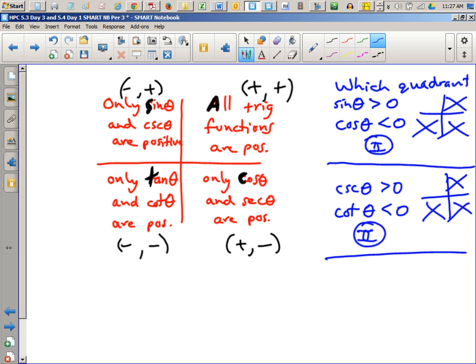How about this one? Tangent theta is greater than 0. Cosine of theta is less than 0. Try that. Give it a try.